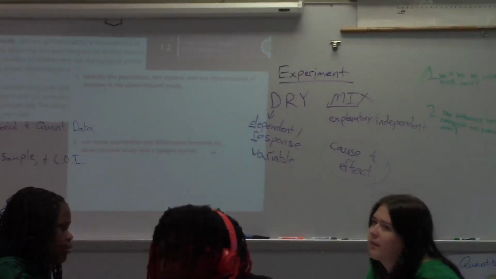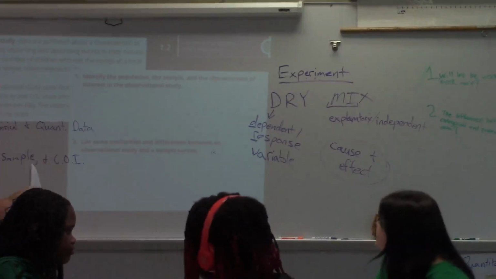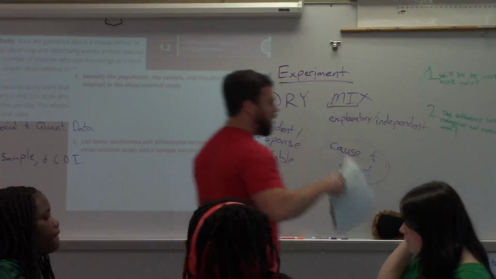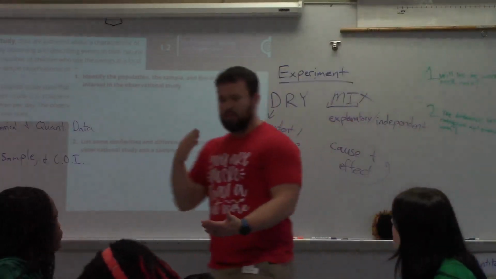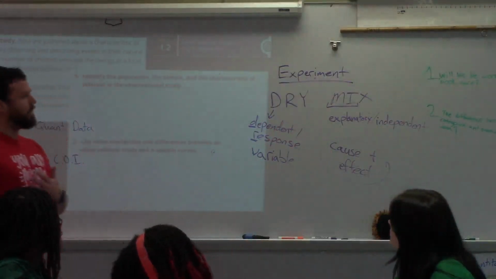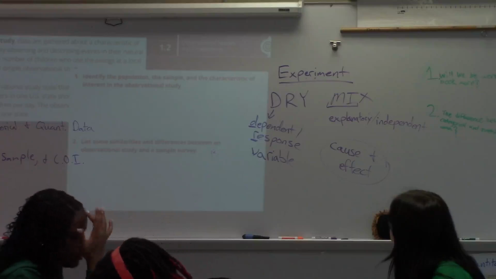Okay, so picking up with where we left off before lunch. An experiment's different than an observational study. What is the goal of an experiment? Not about the population, about what? What inference though?